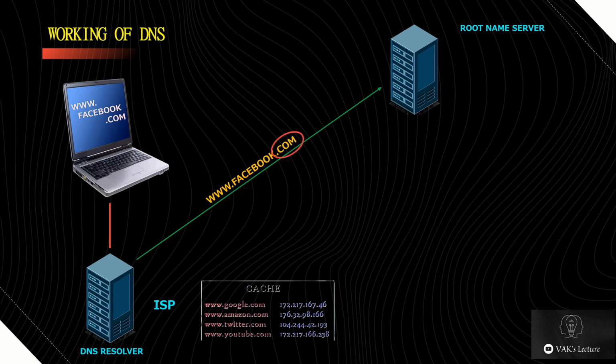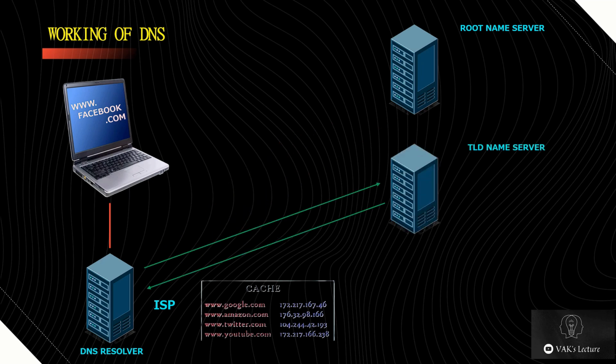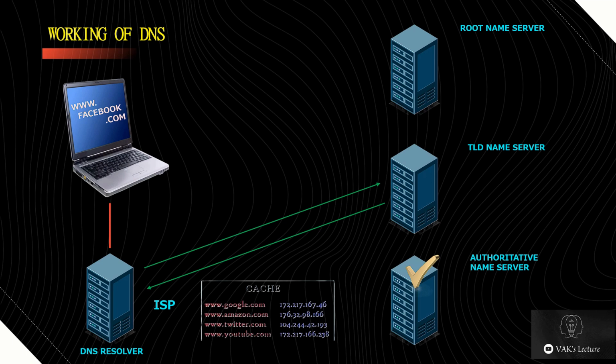The root name server checks the extension of the website, whether it is .com, .org, .net, .in, etc. Based on the extension, the root name server provides the IP address of the TLD name server to the DNS resolver. In this case, the IP address of the .com TLD name server is provided to the DNS resolver. The DNS resolver then contacts the .com TLD name server, which then provides the IP address of the authoritative name server, which should necessarily store the IP address of the requested website.